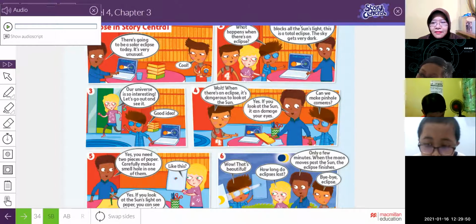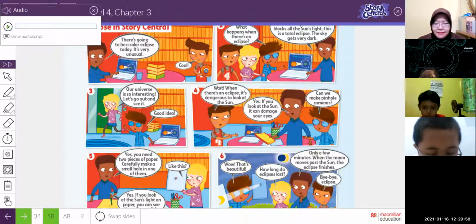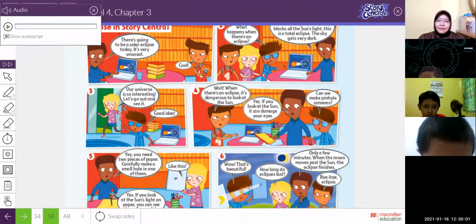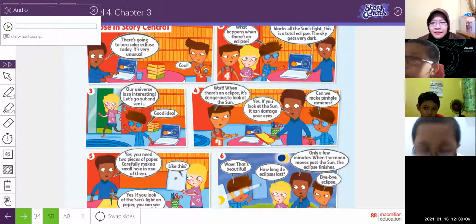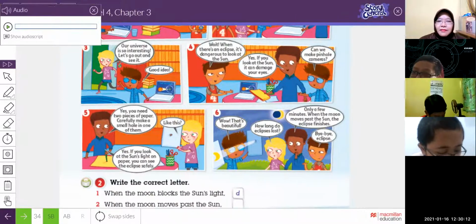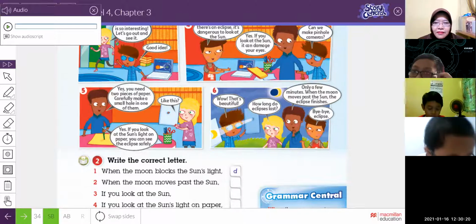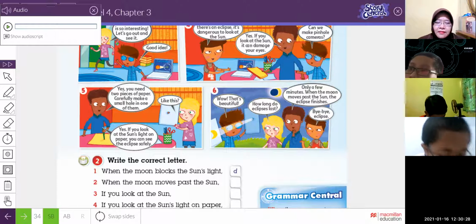Good idea. Wait, when there's an eclipse, it's dangerous to look at the sun. Yes, if you look at the sun, it can damage your eyes. Can we make pinhole cameras? Yes, you need two pieces of paper. Careful, make a small hole in one of them. Like this. Yes, if you look at the sun's light on paper, you can see the eclipse safely.